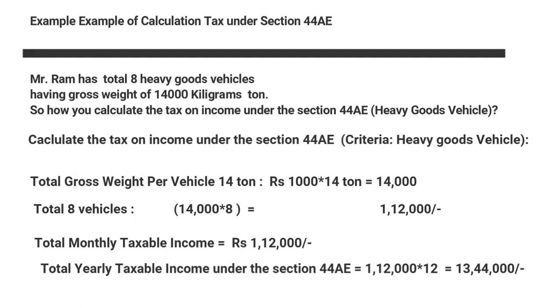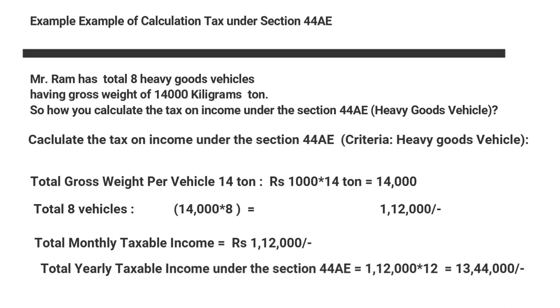Let's take an example to understand the calculation of tax under section 44AE. Mr. Ram has a total of 8 heavy goods vehicles having gross weight of 14,000 kilograms, that is 14 ton. So how are we going to calculate the tax on income under section 44AE? In this example, it clearly mentions that Ram has a heavy goods vehicle. So I have to select the first criteria to calculate the tax under section 44AE. So in this example, how much gross weight is given? 14 ton, right? So we have to calculate the taxable income by multiplying ₹1,000 per ton, means 1,000 into 14 ton is equal to 14,000.